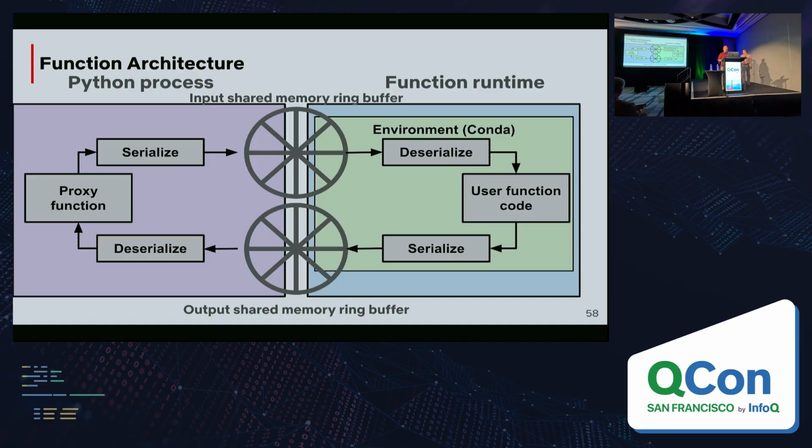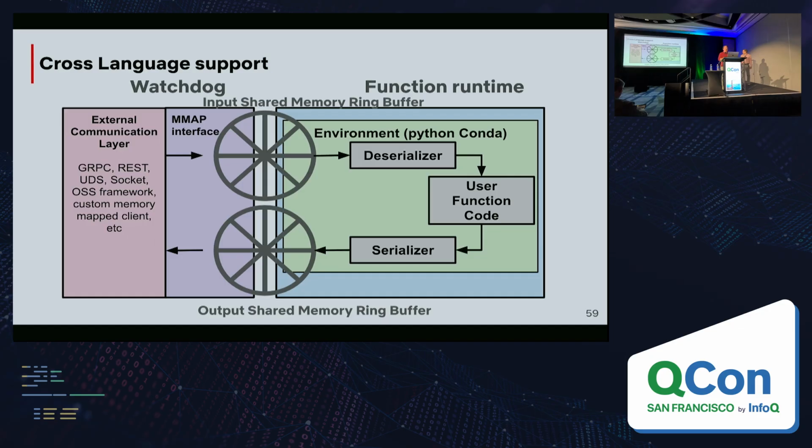We'll just give a little hint of the architecture. As I had mentioned, we rehydrate your function in its own conda environment. So this is the user's Python process. This is our internal Python process. We have a ring buffer shared memory interface, and we use certain Avro-based deserializers and serializers to pass the data back and forth.